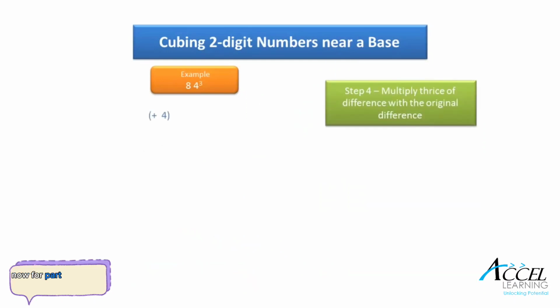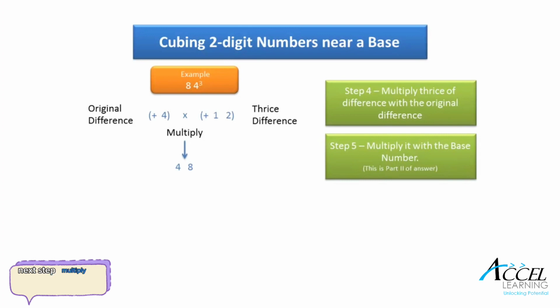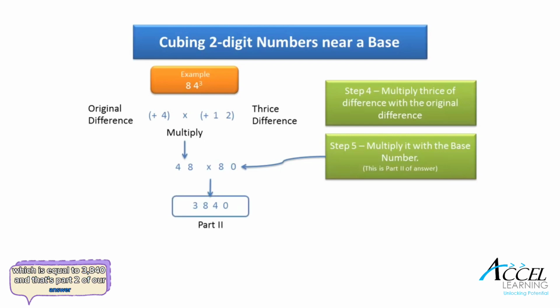Now for part 2. Multiply thrice of the difference with the original difference. Positive 4 times positive 12 gives us 48. Next step, multiply it with the base number, 48 times 80, which is equal to 3,840. And that's part 2 of our answer.